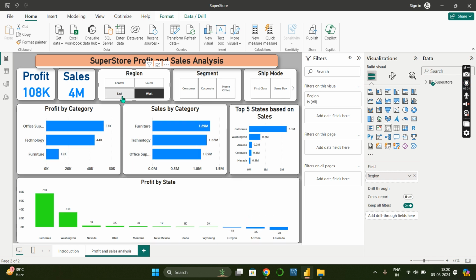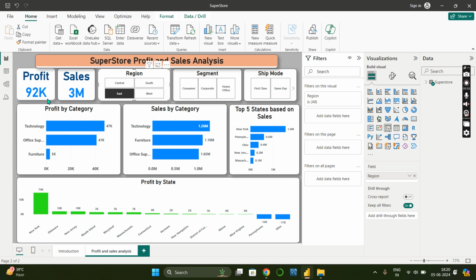If we talk about the East region, there is a total profit of 92K and total sales of 3 million. The top five states based on sales here are New York, Pennsylvania, Ohio, New Jersey, and Massachusetts.